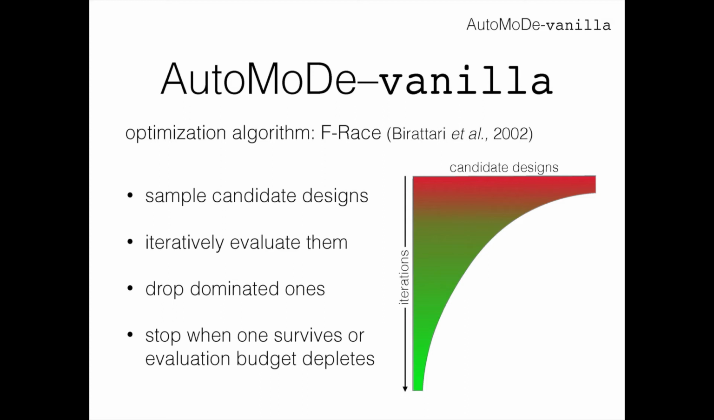each iteration, so after testing all the possible candidate designs that have been initially sampled, some of these candidate designs are dropped from the race, and they are dropped because they are dominated in a statistically significant way by at least another candidate design. The whole process continues and stops when a single candidate design survives, or when an initially defined number of evaluations that we call the design budget has been used. When the algorithm stops, the best configuration found up to that moment is returned as the finite state machine selected by Vanilla.